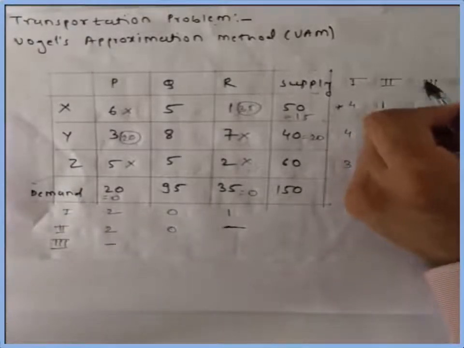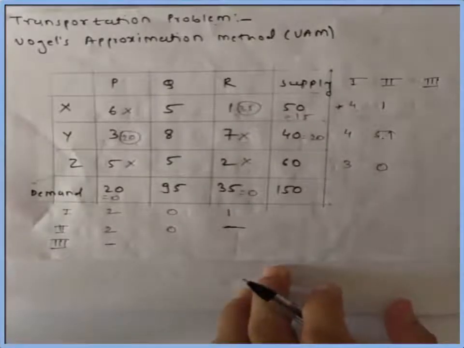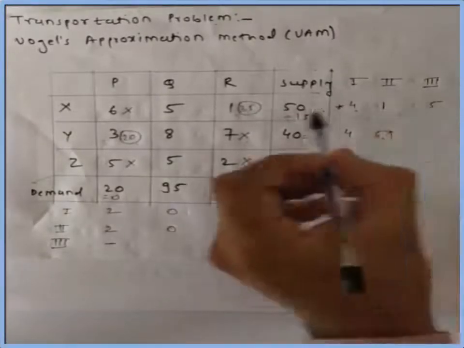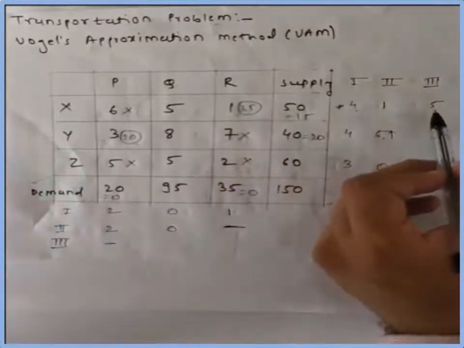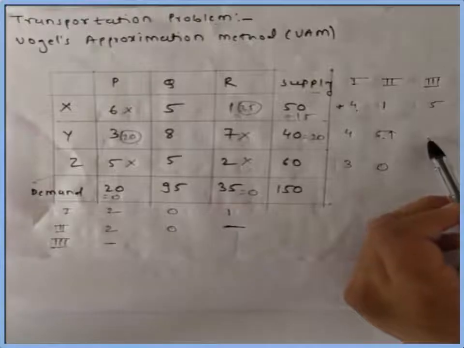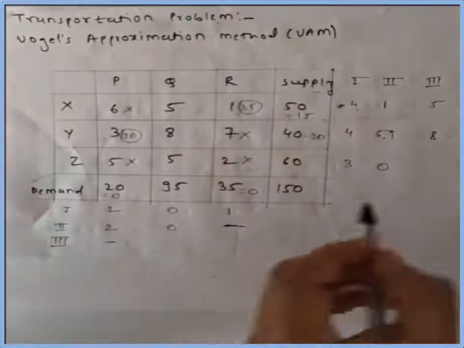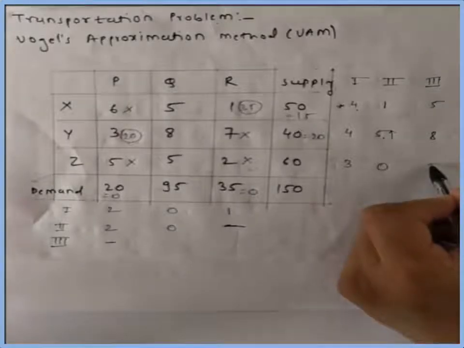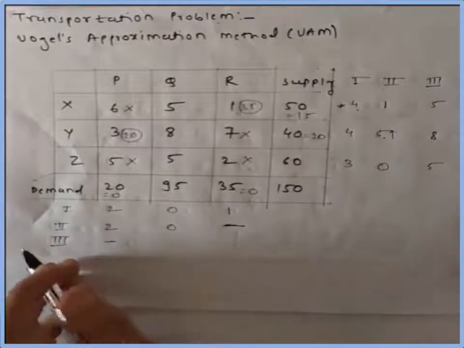Now in the third round, the row penalty of first row is equal to 5 because we will not consider this allocated cell and this cross cell. The final penalty is 5. In the second row, the penalty is 8. We have not considered this cross cell and allocated cell. For third row, the penalty is 5. We have not considered this cross cell and this cross cell.